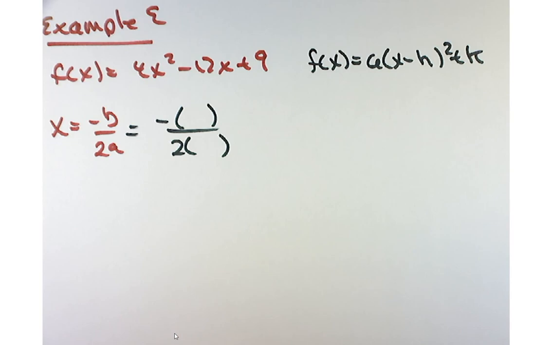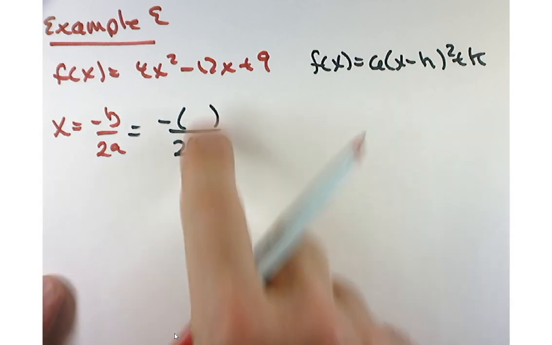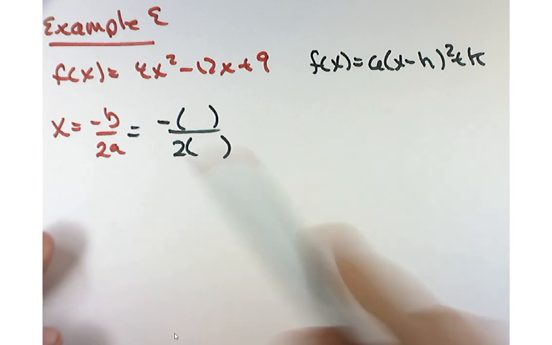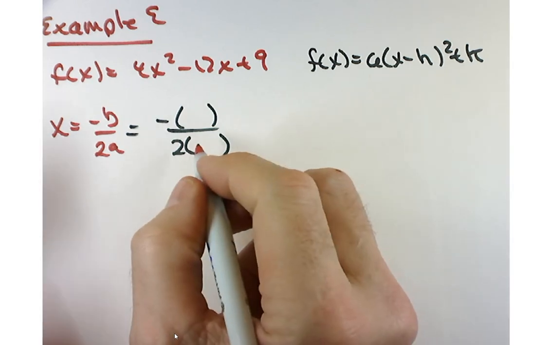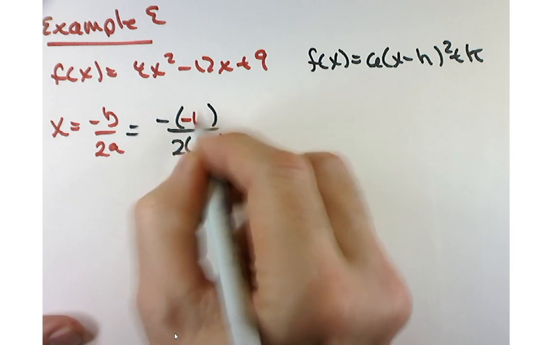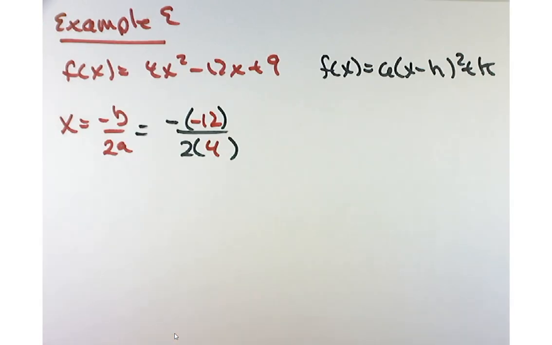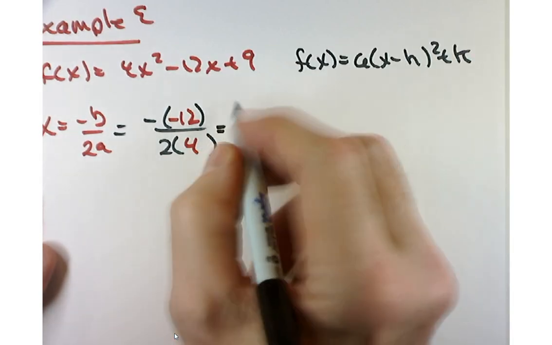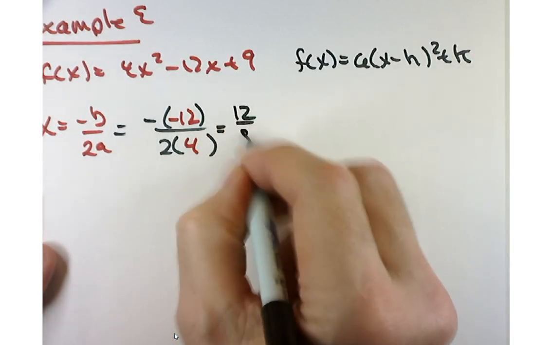Let's see. Shauna, help me fill in the something and the something. What's A going to equal, please? So A is going to equal 4. And B is going to equal? Negative 12. Perfect. So I get the negative of negative 12. It's going to be a positive 12 divided by 8.